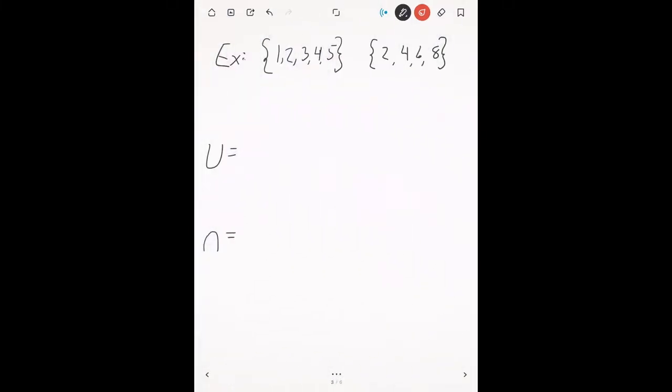So let's take some time and practice finding unions and intersections of different sets. Here we have the set 1, 2, 3, 4, 5. And here we have the set 2, 4, 6, 8. Let's go ahead and start by taking the union of these sets. Well, that means I want all the numbers from the first set and all the numbers from the second set. Let's just go ahead and list them.